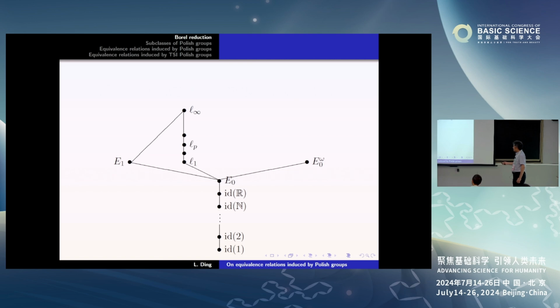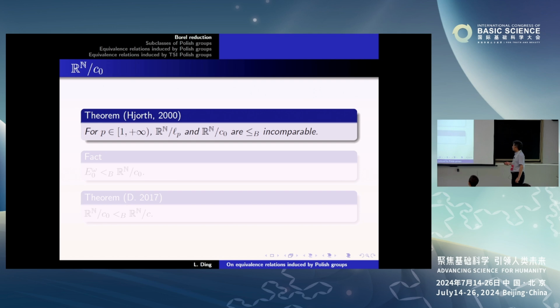Here, for lp, it's like a list form. So it is increasing as p increases. How about c and c0? Okay, let's consider c0. All these, R to the n over lp and R to the n over c0, are incompatible.